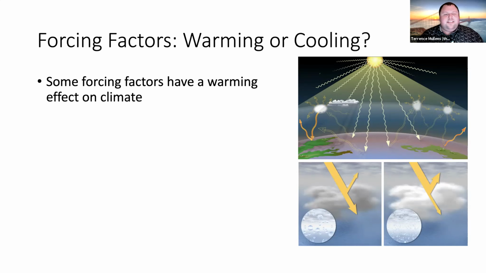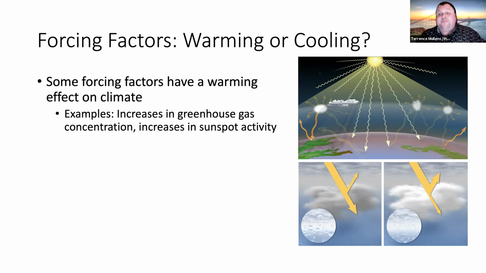Some forcing factors have a warming effect on climate. Good examples, increases in greenhouse gas concentration. Because we have more greenhouse gases, carbon dioxide and methane specifically, those things allow heat from the sun to continue in, but they trap heat trying to escape. As a result, more heat is now present near the surface of the Earth. That leads to warming. That is a positive forcing.